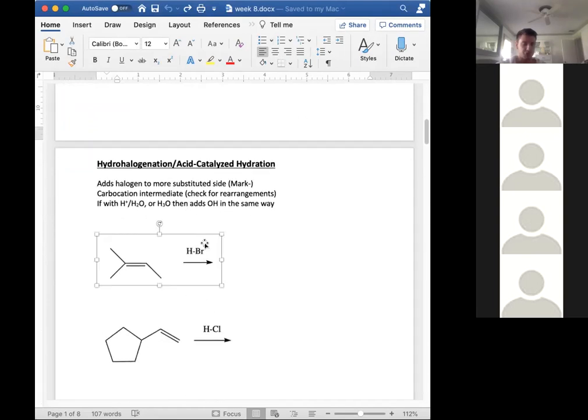All right, so HBr, a hydrogen with a halogen, it's in the name, right? Hydrohalogenation. So you're going to be adding the Br to the more substituted side.